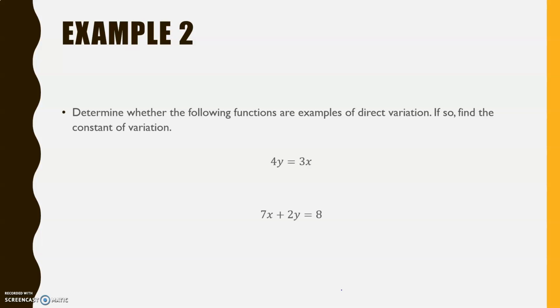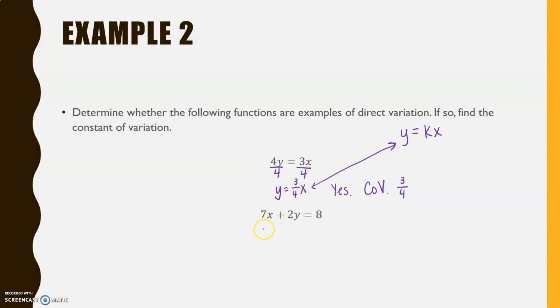So determine whether the following functions are examples of direct variation. So direct variation looks like this: y equals kx, where k is some constant. Now, neither of these at first glance look like this, but let's see what happens if I get y by itself. Because 4 and y are being multiplied together, I can divide both of them and get y equals 3/4 x. This looks like this. They look the same. So I would say yes, it's direct variation, and the constant of variation is 3/4.